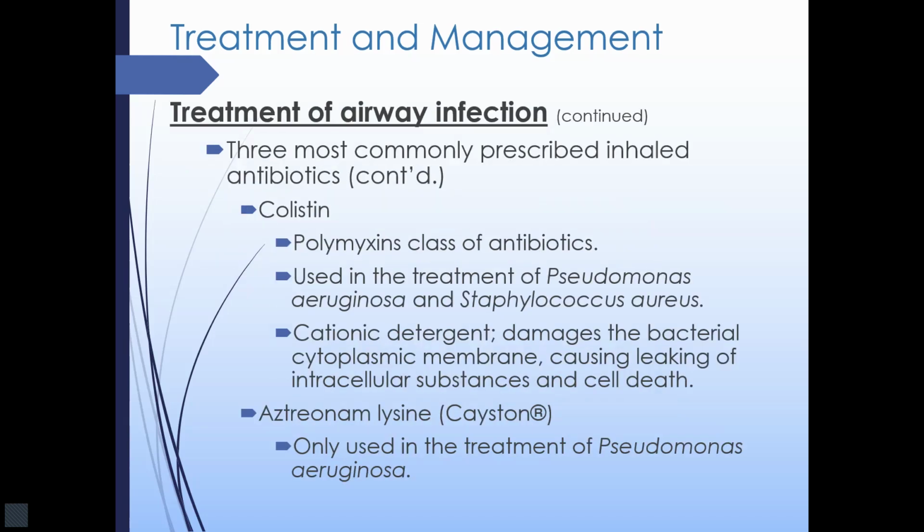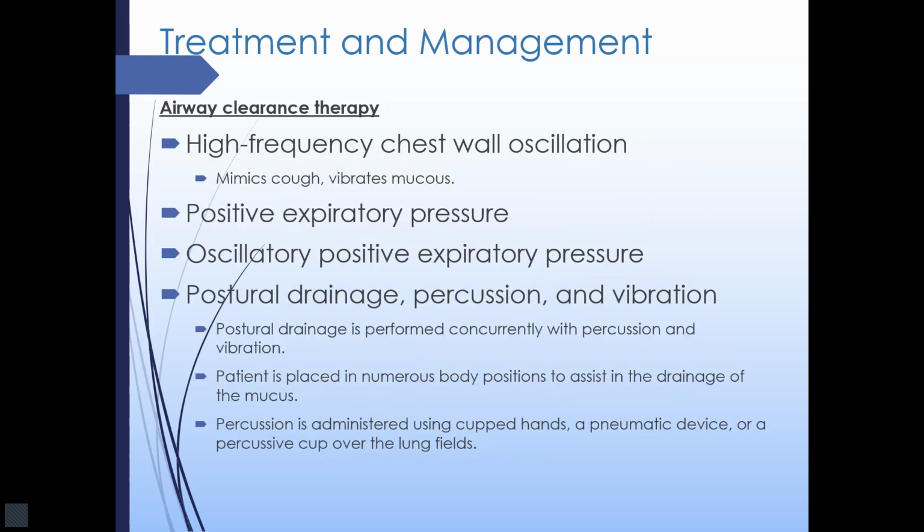There are a couple of other ones that you're going to see patients on. Colistin will treat Pseudomonas aeruginosa and Staphylococcus aureus, so it's kind of a dual effect. And then also Cayston, or aztreonam lysine. It's only used in treatment of Pseudomonas aeruginosa, and it comes with its own little delivery device. So it's kind of cumbersome, but they're all really good.